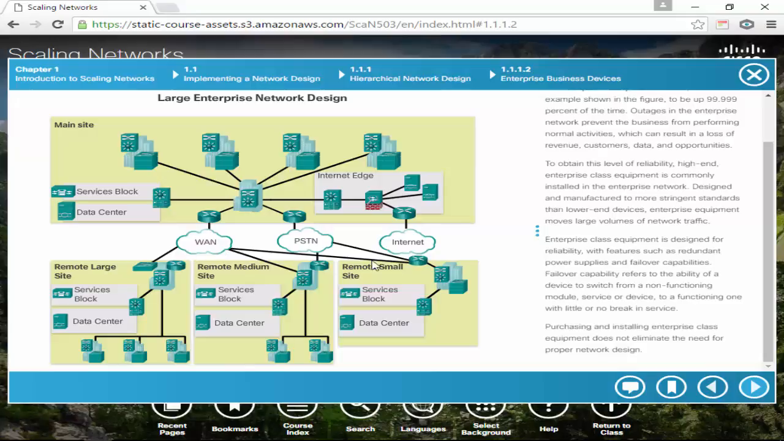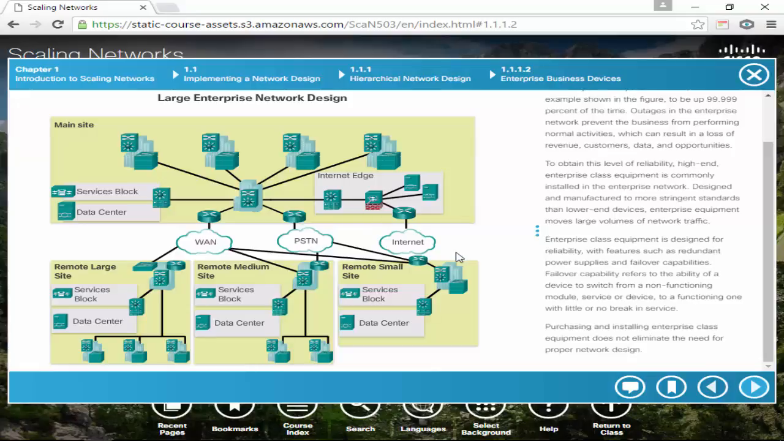Then PSTN. What is this? Public Switched Telephone Network? I don't remember the actual acronym, but that is your telephone network. That's your phone lines. Maybe you're not doing VoIP, and so you're going over that, or hopefully you're not doing the old 56K. And then we have the internet.